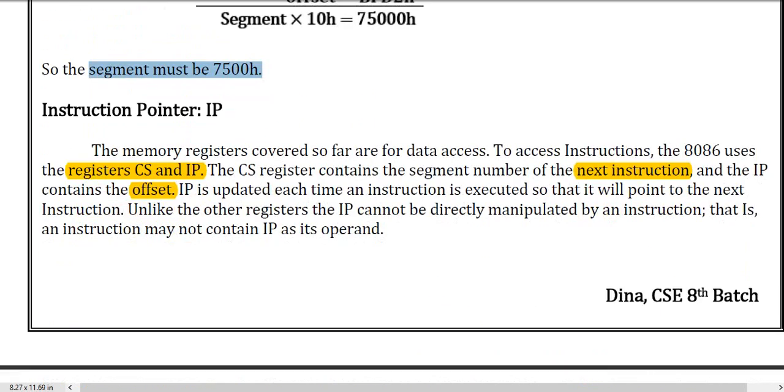Now the instruction pointer. To access the instructions of 8086, we use the registers CS and IP. CS is for code segment and IP is for instruction pointer. The instruction pointer points to the next code to be executed, and CS is used to execute the code.